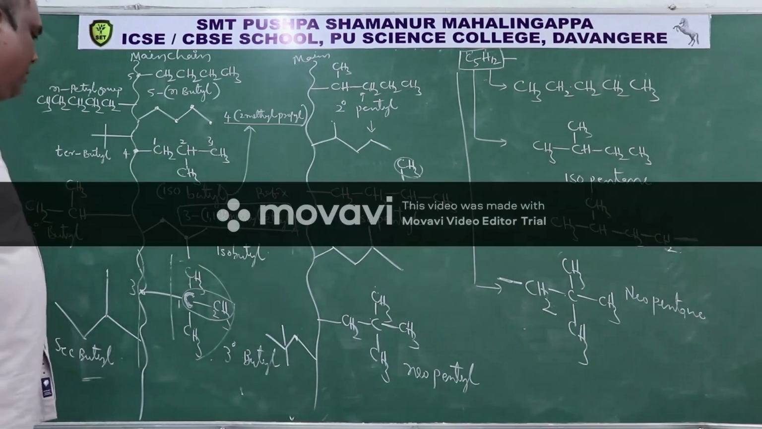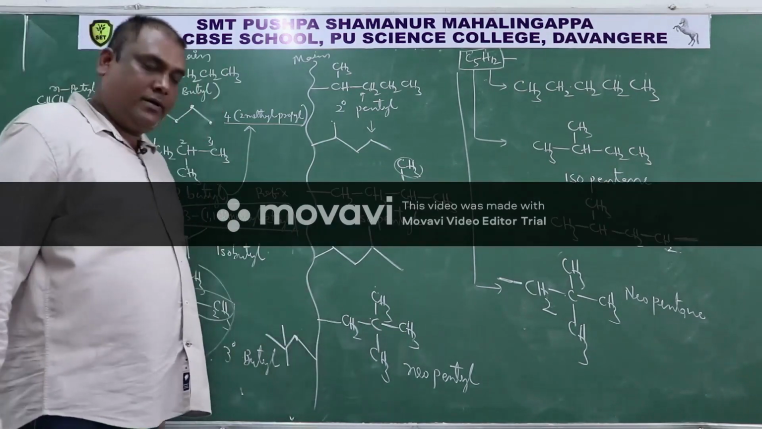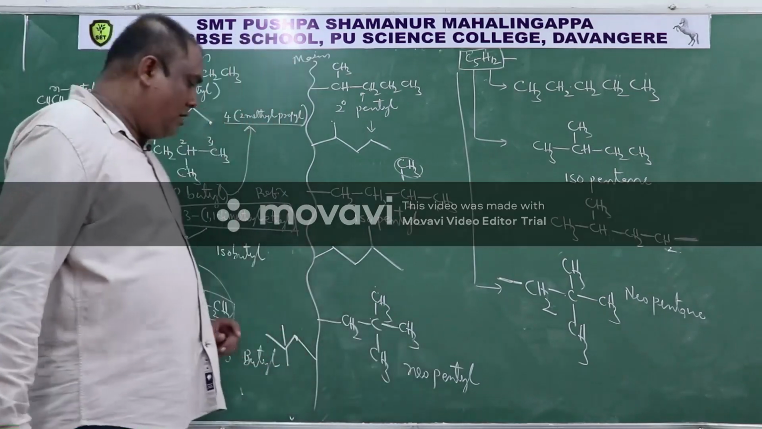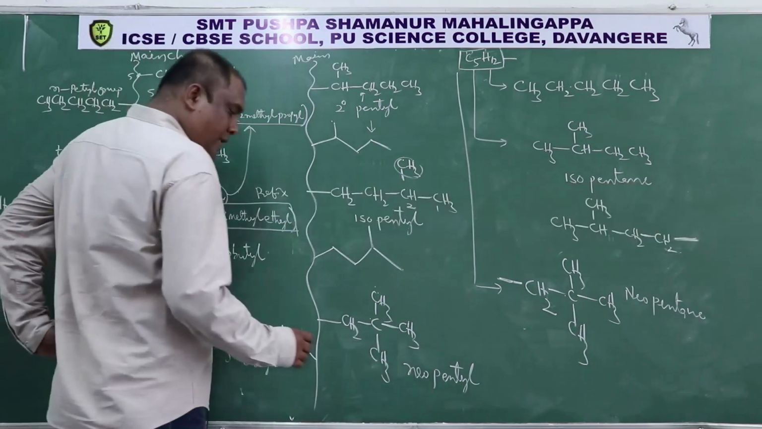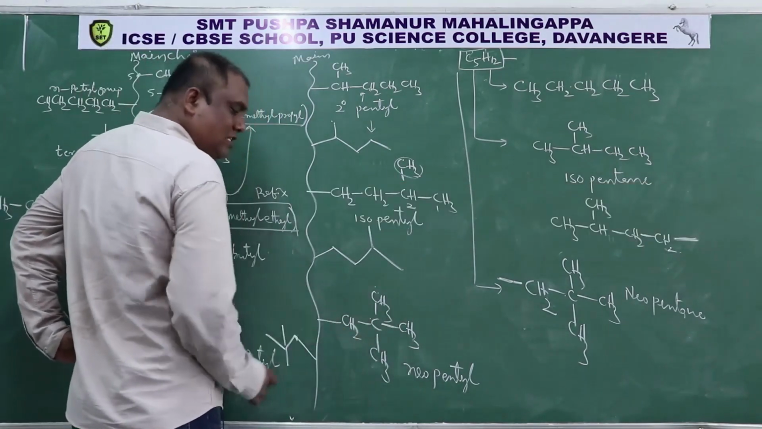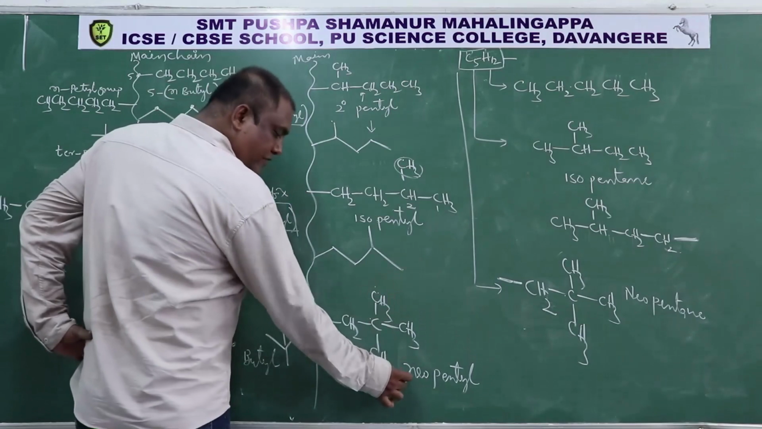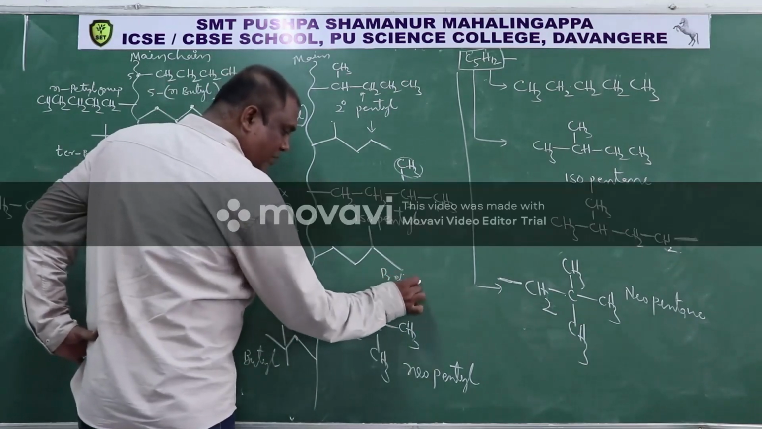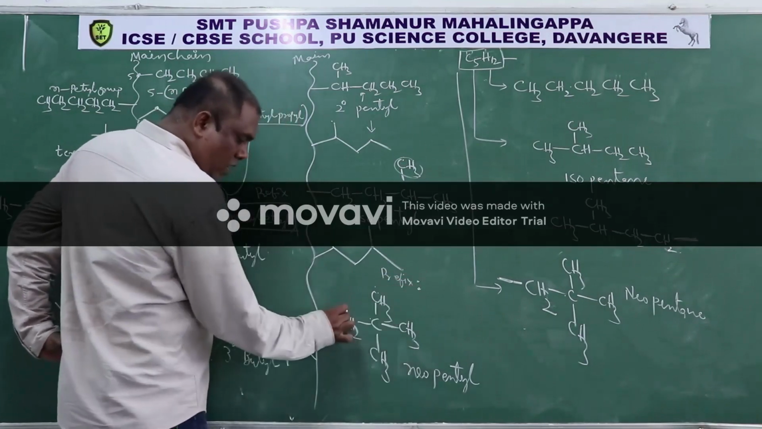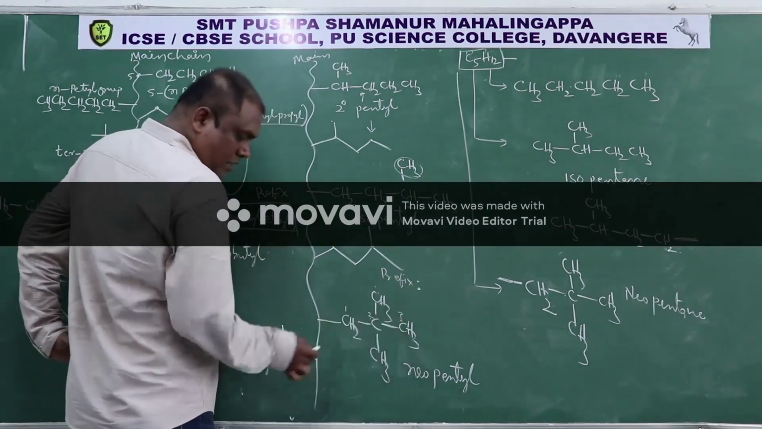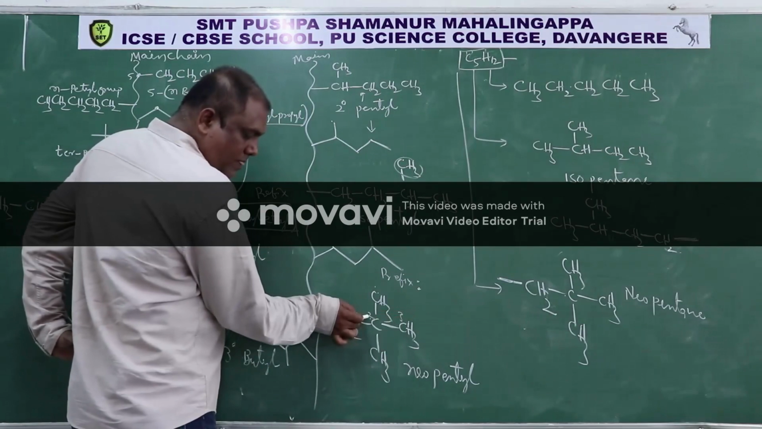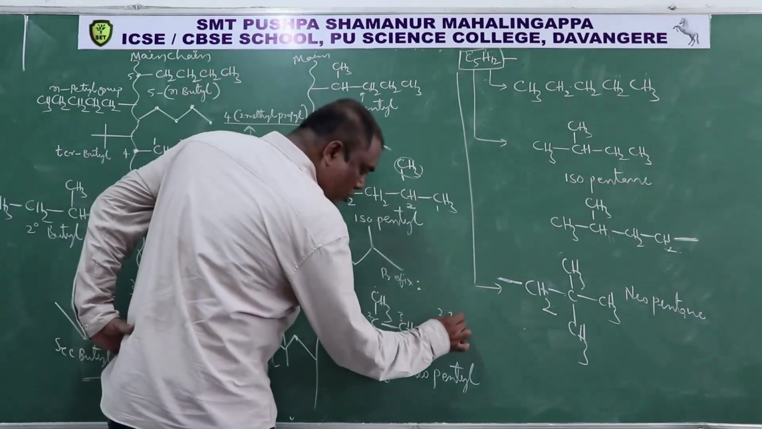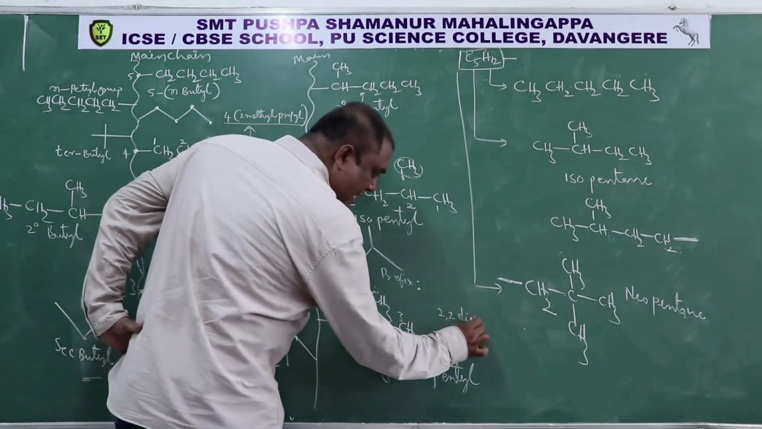Then neopentyl is a prefix. Instead of neopentyl, what can I do? I can write the name like this also. This prefix is neopentyl. Instead of that, I can write the prefix as 1, 2, 3. At the second carbon, 2 methyl groups are there. Therefore, I will write 2, 2 dimethyl.